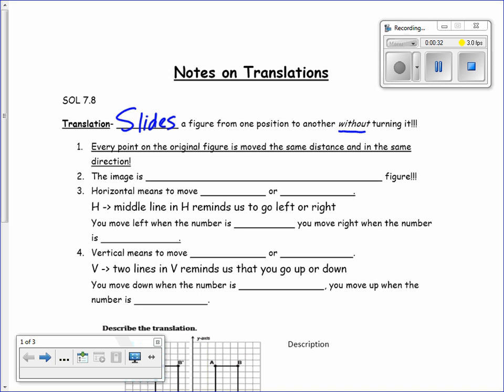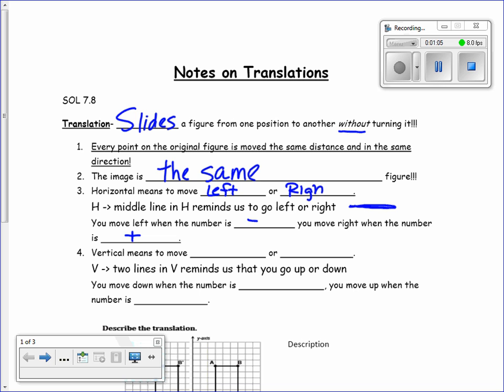The image is the same figure. Horizontal means to move left or right. The H for horizontal, that middle line in the H, that kind of reminds you, okay, go left or right. You move left when the number is negative, and you move right when the number is positive.